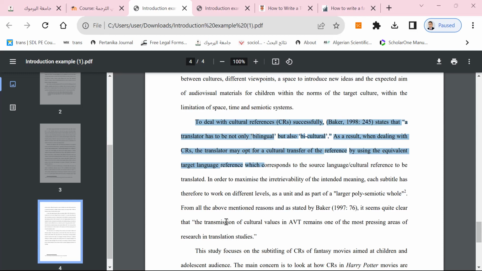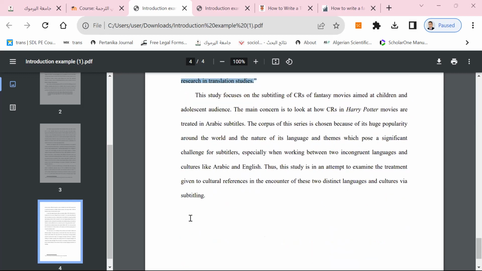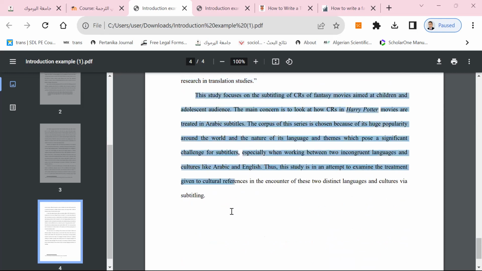Now, from all the above mentioned reasons, and as stated by Baker, it seems quite clear that the transmission of cultural values in AVT remains one of the most pressing areas of research. So this is how he's introducing us to the purpose of his study. Look at the last paragraph in his introduction. This study focuses on the subtitling of cultural references of fantasy movies aimed at children and adolescent audience.